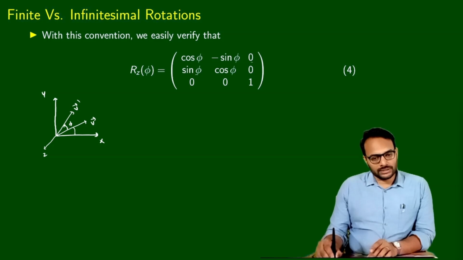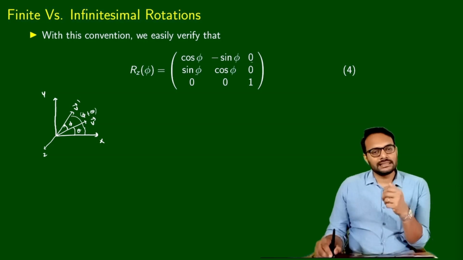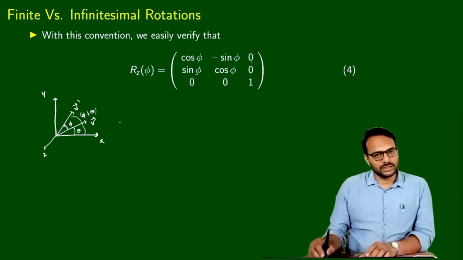We could denote this angle as theta, and then this entire angle, the angle between v vector prime and the x-axis, is phi plus theta. It's clear from here. This angle is phi, this angle is theta, and this entire angle, the angle that v vector prime makes with the x-axis, is phi plus theta. This is actually sufficient to determine this rotation matrix.